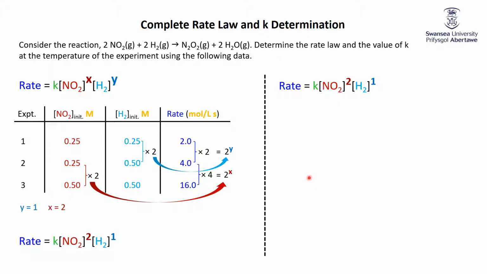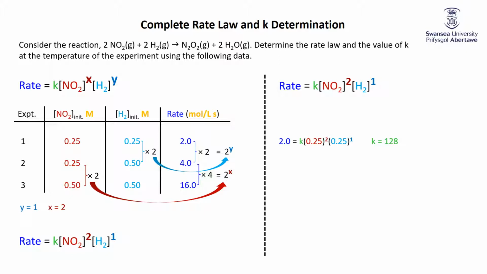Now some people would just use that once, so let's say experiment 1. Rate was 2, K we don't know. Concentration of NO2 is 0.25 and we know that's squared. Concentration of H2 is 0.25 and we know that's to the power of 1. So we can rearrange that and get that K is 128. But K should be the same for all of those experiments.